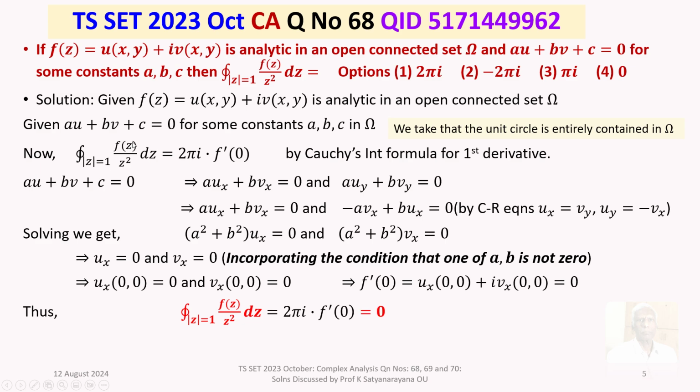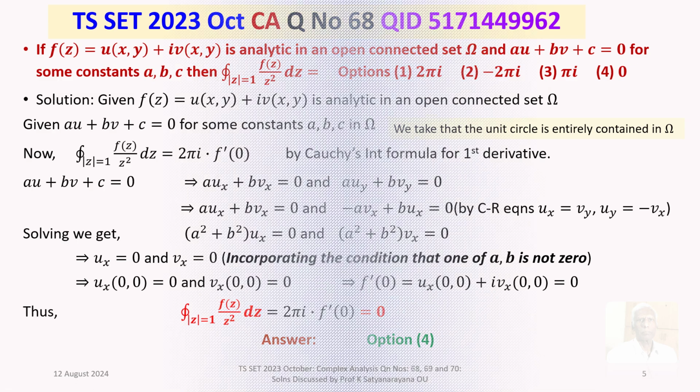Mod z is equal to 1, f(z) by z squared dz is equal to 2 pi i into f prime 0, and f prime 0 comes out to be 0, that is equal to 0. So therefore the answer to this question is 0. That appears against option 4. Therefore the answer is option 4. That is the detailed discussion of the solution of this problem, and we move on to the next question.